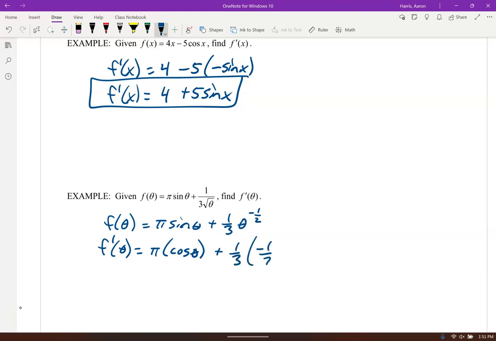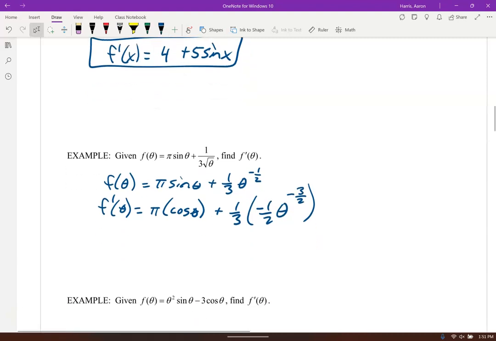So the negative 1/2 goes in front. Theta will now go to negative 1/2 minus 1, which is negative 3/2. Okay. And so this derivative, once we clean that up, is pi cosine theta minus 1/6 theta to the 3/2, right? Theta to the negative 3/2, take that down and make that theta to the positive 3/2 using the rule of a to the negative m is 1 over a to the m, right?